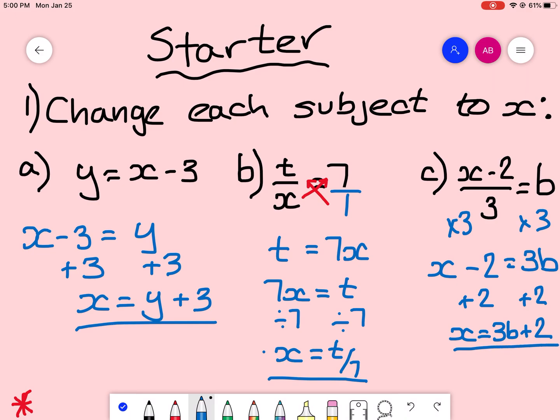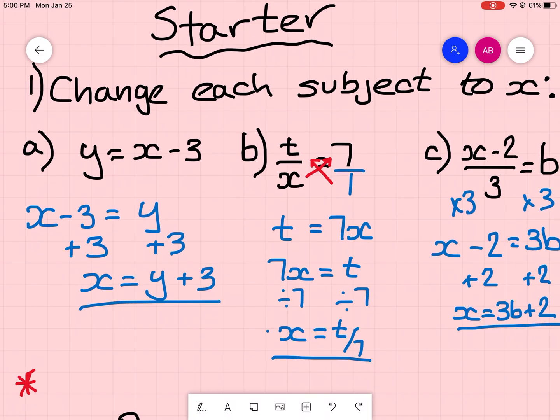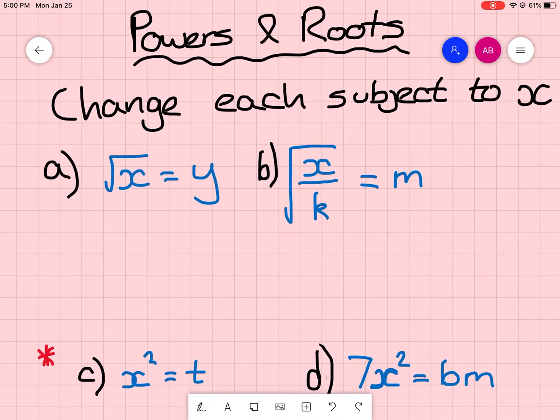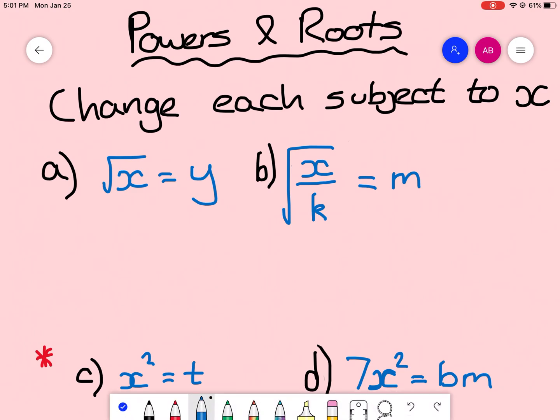Okay, so on to then today's work. We are looking at powers and roots, so questions similar to the ones that are currently on the screen. Now, with the ones that we did previously, we have always done the opposite action that has been applied to our letter. So in this case, we are trying to change the subject to x, which means we are looking to perform all of the opposite actions or the inverse functions for the things being applied to x.